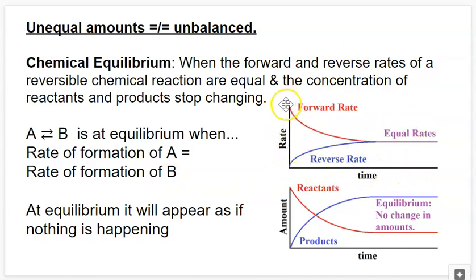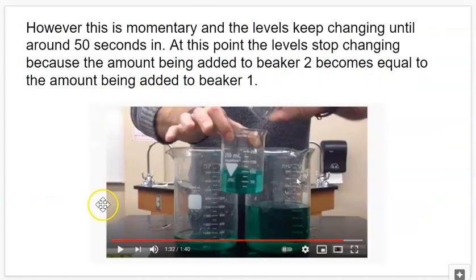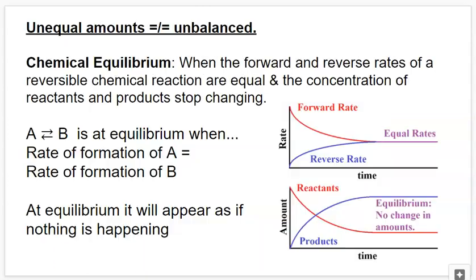So we start with a high forward rate as our reactants start to become products, and that decreases over time, like we saw in most first or second order reactions. And then the reverse rate starts to increase over time until it reaches this purple point where the rates have become equal. And this is considered to be at equilibrium. And in terms of the actual reactants and products, equilibrium will appear as if nothing is happening. And that's kind of what we saw in the video. We reached equilibrium when the water levels were no longer changing.